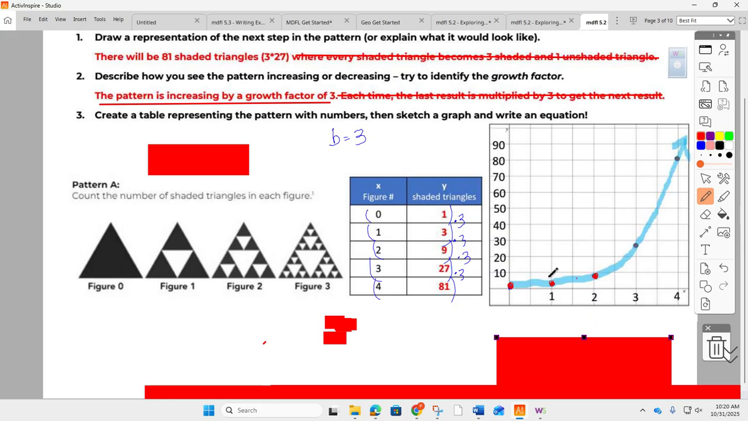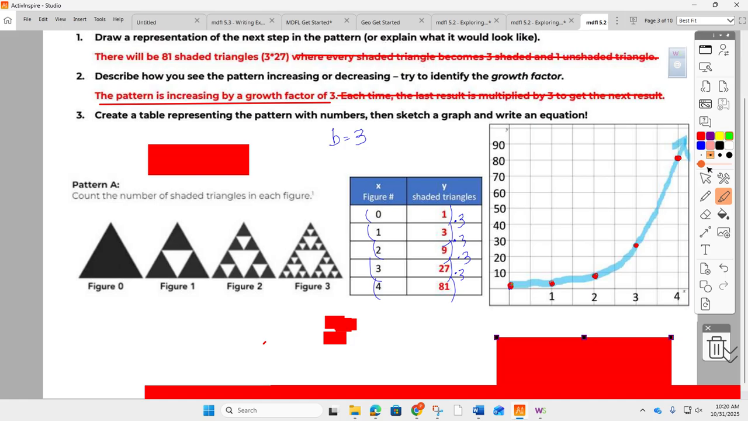Now 27 is almost to 30. We're going over 3 and almost to 30. And then 4 is all the way up to 81. So over 4, all the way up. This line is 80, just barely above that would be 81. The exponential graph is always going to be a curve.